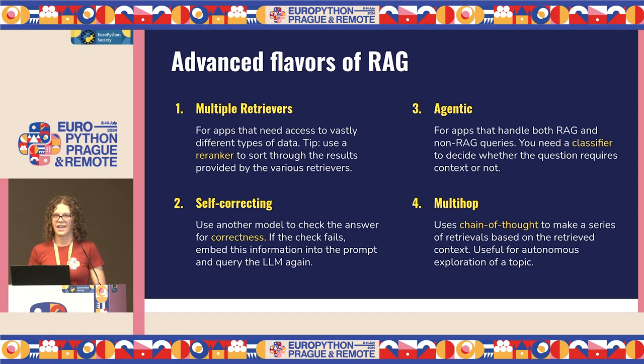One of the easiest, the lowest hanging opportunities to improve your RAG system is to have multiple retrievers, because sometimes your application might need to access data that is in very different formats. For example, you might need to search through long text PDFs. But you might also need to search at the same time through semi-structured text. Or you might need to search even through images. In these cases, it's very hard to find a retriever that always works for all these types of data at the same time.